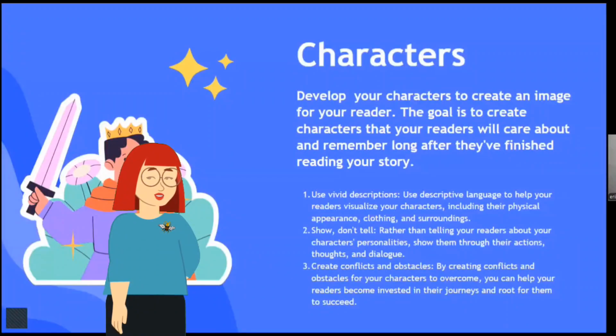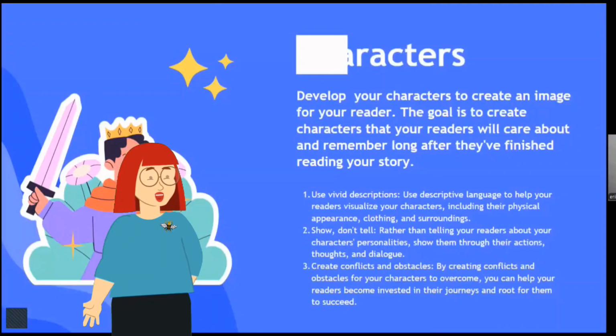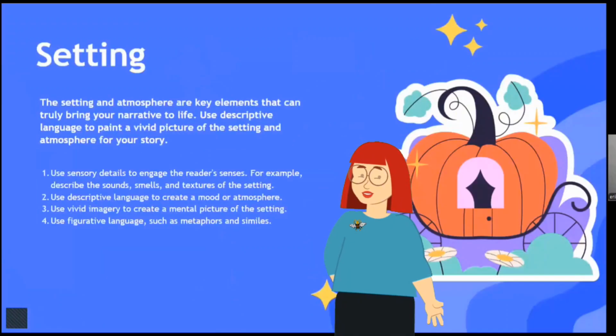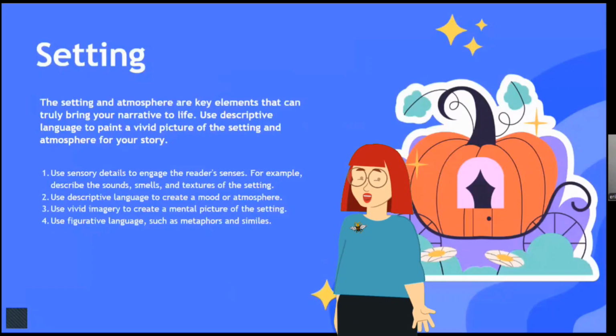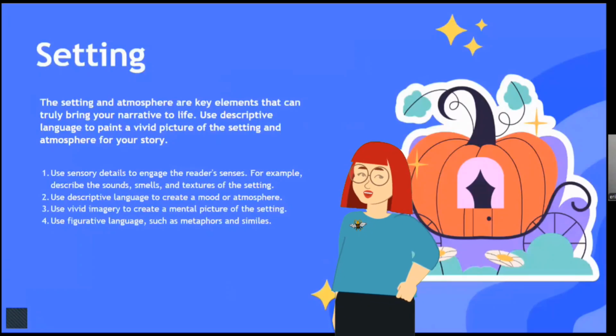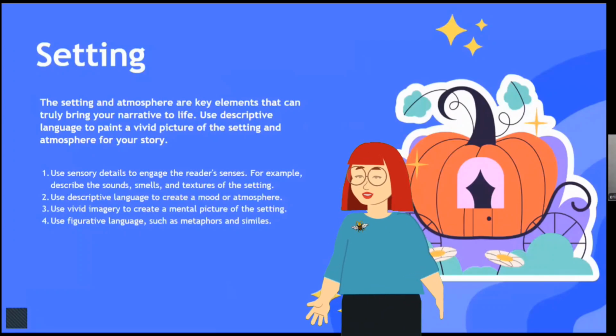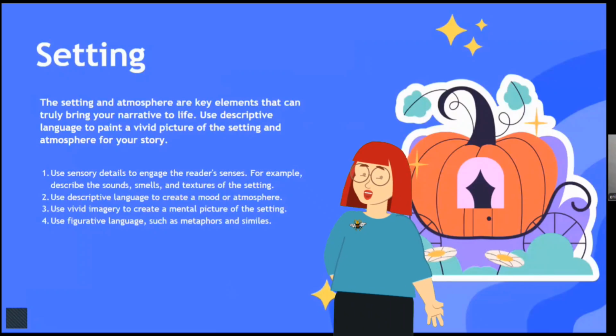Well, we have also setting. The setting and atmosphere are key elements that can truly bring your narrative to life. Use descriptive language to paint a vivid picture of the setting and atmosphere for your story. So use sensory details to engage the reader's senses. For example, describe the sounds, smells, and textures of the setting. And then use descriptive language to create a mood or atmosphere. And then use vivid imagery to create a mental picture of the setting. And then the last but not the least of the setting is use figurative language such as metaphors and similes.